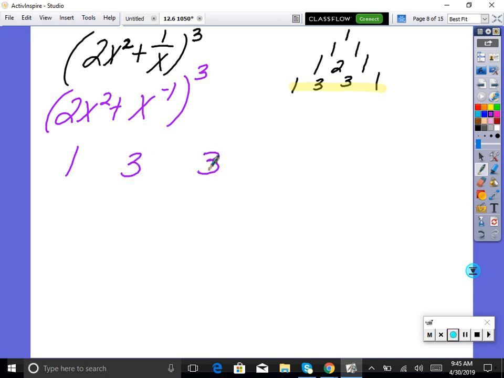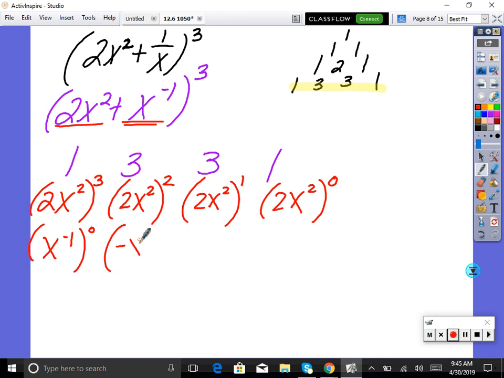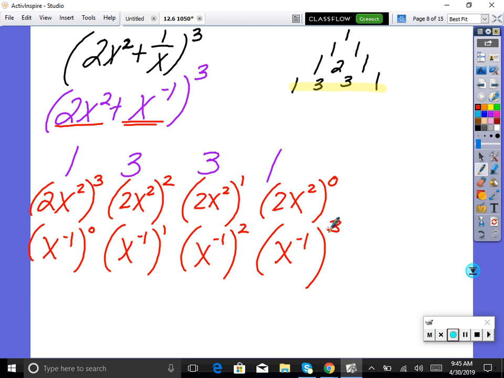Okay, so let's go. Coefficients, 1, 3, 3, 1. Let's take our front thing. We have 2x squared raised to the 3rd, 2x squared raised to the 2nd, 2x squared raised to the 1st, and then 2x squared raised to the 0. Now we're going to take our back thing, which is x to the negative 1. So we have x to the negative 1 raised to the 0. I'm writing negative x. That's not the same thing. x to the negative 1, x to the negative 1 raised to the 1st, x to the negative 1 squared, x to the negative 1 cubed. Check first: 3, 3, 3, and 3.